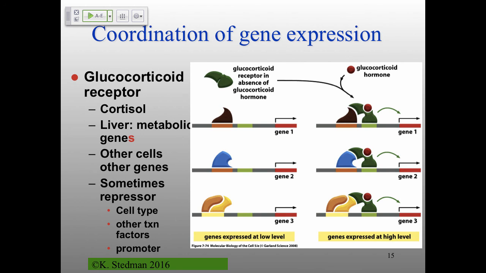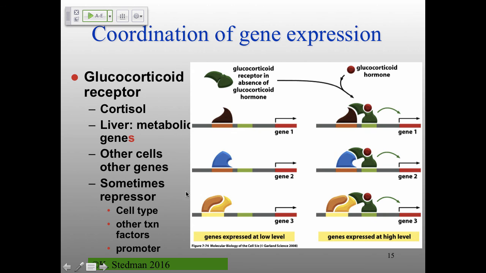Glucocorticoid receptor is a gene regulatory protein. Surprise, surprise, it binds to glucocorticoids. When you have a glucocorticoid, these are steroid hormones, that bind to this receptor, it can now bind to DNA. In the absence of a hormone, it can't bind to DNA. So this is a nice regulatory process, actually a lot like you have with the repressors that you see in bacteria. So in the presence of a hormone, this glucocorticoid receptor will bind to DNA.